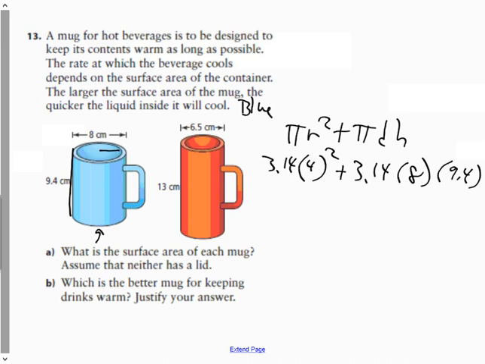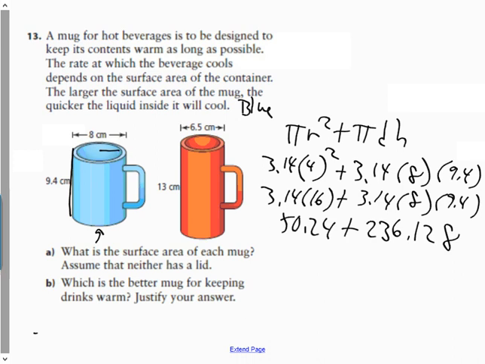So once we've substituted all the information into our formula, it's just a matter of order of operations, exponents first. So 3.14 multiplied by 16. And now we have just multiplication and addition, so we'll do our multiplication first. Once we get those multiplications done, our last step is to add them together. Therefore, the sum of all of those would be 286.36, or if we round to the nearest tenth, approximately 286.4.